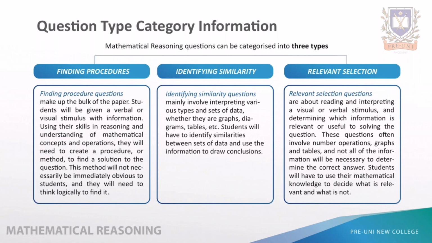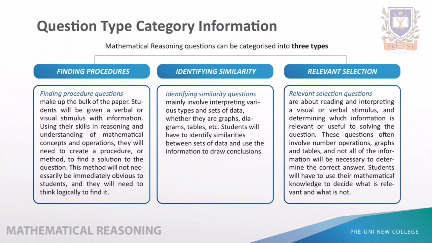For question type category information, mathematical reasoning questions can be categorized into 3 main types: finding procedures, identifying similarity, and relevant selection. Finding procedure questions make up a large majority of the mathematical reasoning paper. In these questions, students are given a verbal or visual stimulus. Using their skills in reasoning and understanding of mathematical concepts and operations, they will need to formulate a procedure or method to find a solution to the question. The method will not necessarily be immediately obvious to students, and thus they will need to think logically to find it.